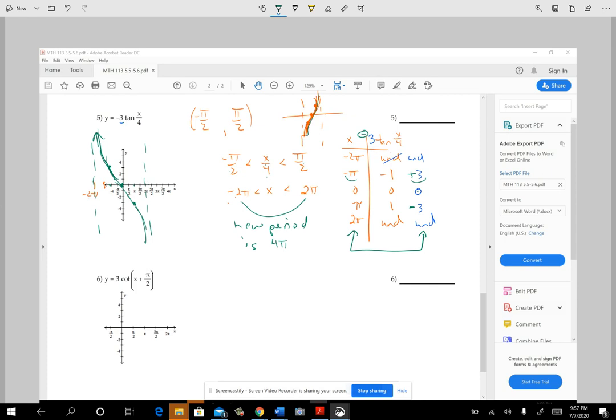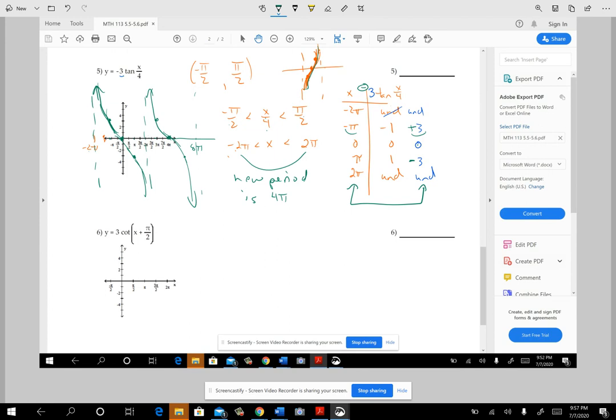Okay? All right, and then if I wanted to extend this, I'd have to go all the way out to 8 pi over here to get my other asymptote. It'd be at 0 here, and then halfway between those, it'd be at 3. Halfway between these two, it'd be at -3, and it would do another one of those. Okay? All right, so that's the graph of number 5.